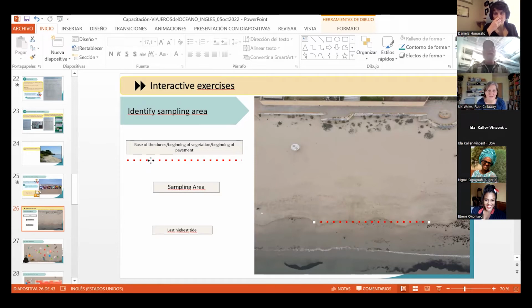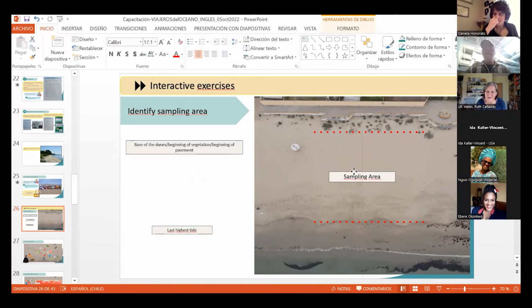And where is the upper limit of our beach? Where do we need to put this line? Higher. Yeah, about there, yes, exactly. So about here, so this is then in between these two lines. This is our sampling area where we would collect the litter on this beach.